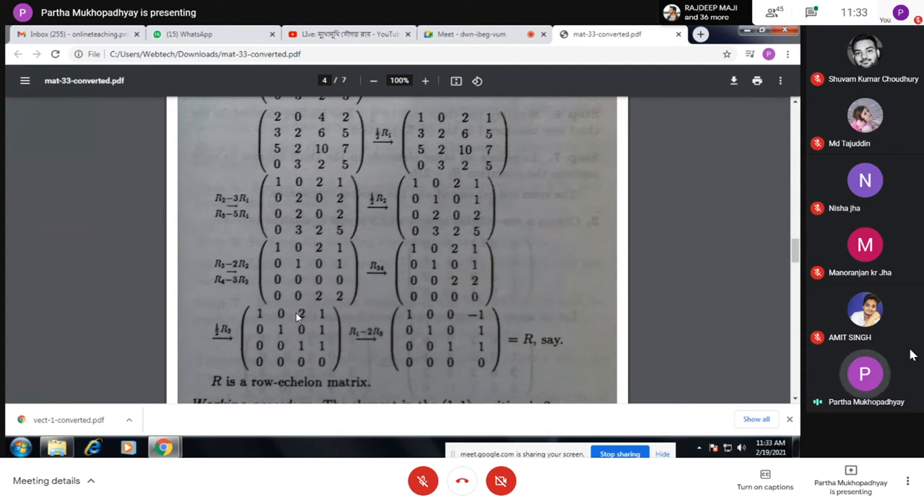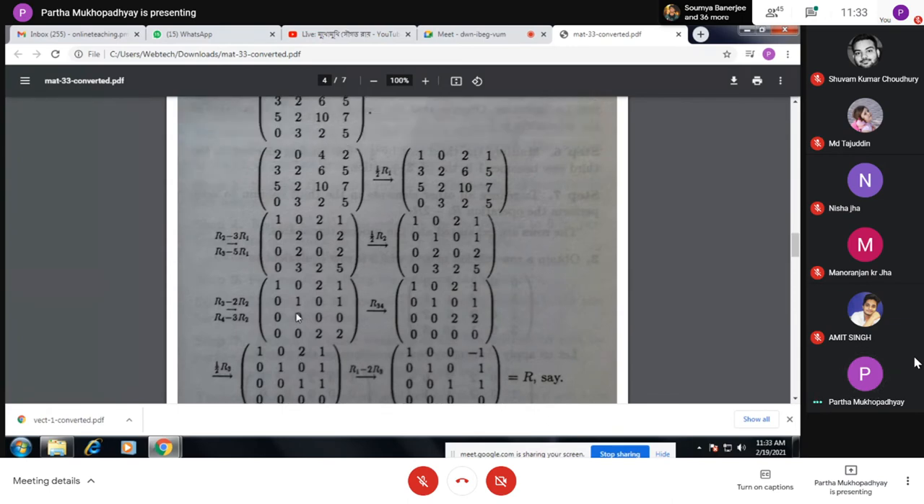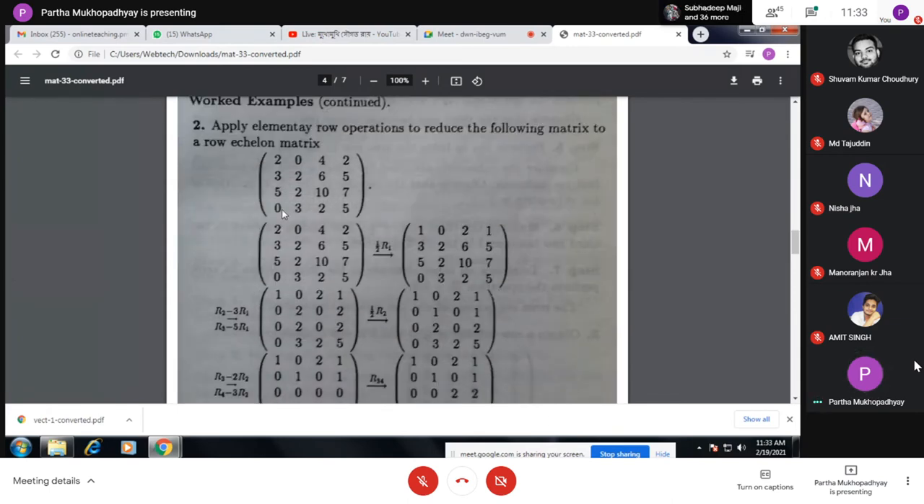And once it is reduced to row echelon form satisfying this condition of a row echelon matrix, no more zeros can be brought. So now we can infer that the rank of the matrix is 3, the number of independent vectors is 3, and the number of dependent vectors is 1. That means out of these 4 vectors from the original matrix, 1 vector is dependent. That can be generated from the other 3 vectors. Are you clear?